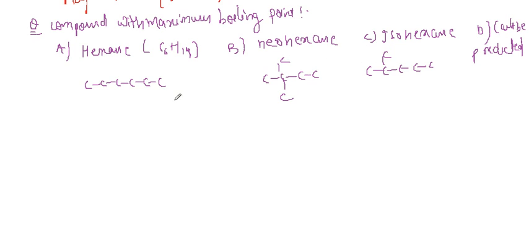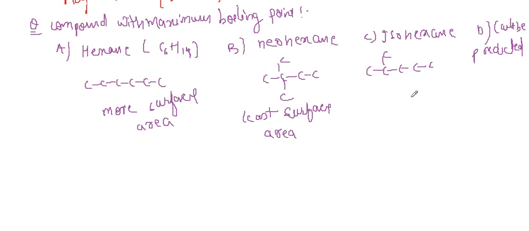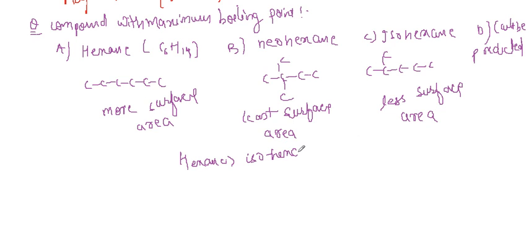So hexane has the most surface area, neohexane has the least surface area, and isohexane has less surface area. So the answer is hexane: hexane has the maximum boiling point, then isohexane, then neohexane, which has the least surface area. That will be the order of their boiling points.